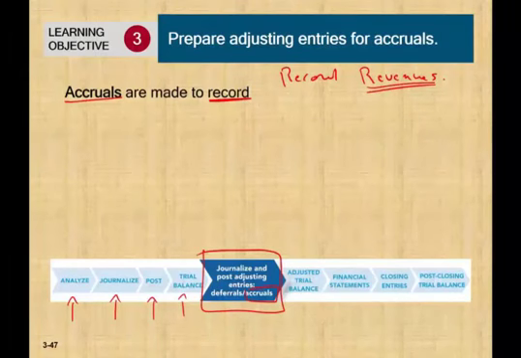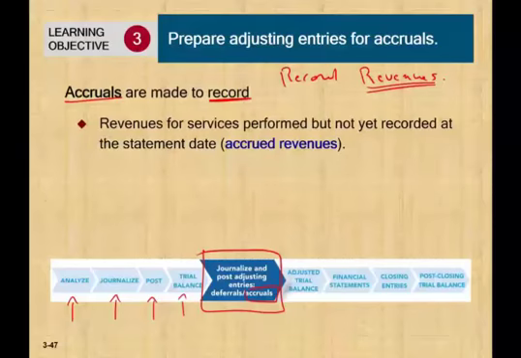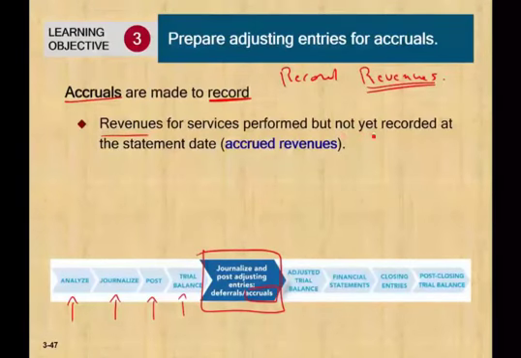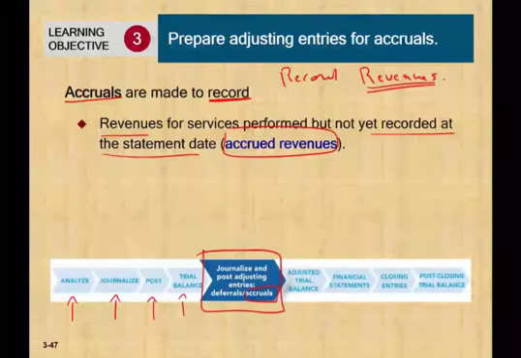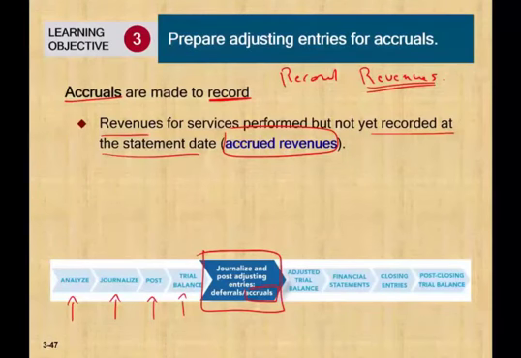And specifically, since we're using revenues, did you record all your revenues? So revenues for services performed but not yet recorded at the statement date. This is what accrued revenue is. So you did some work and you have not recorded the revenue. So what do you have to do now? Go ahead and record it.